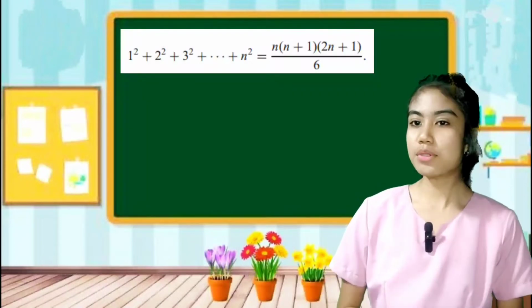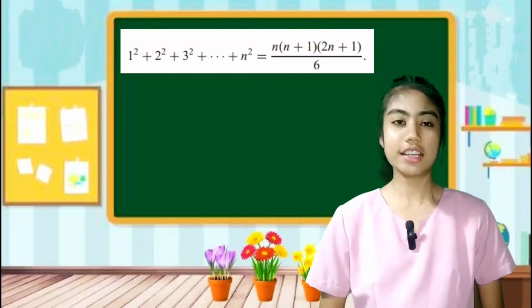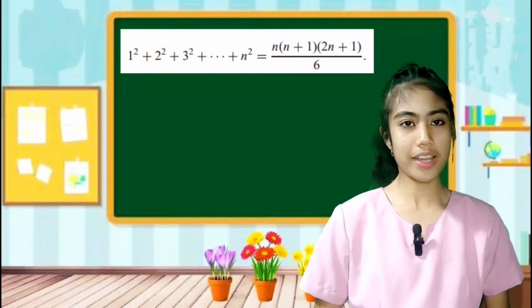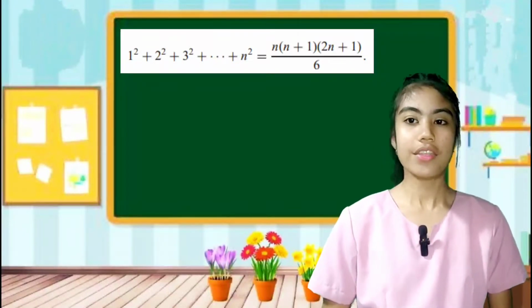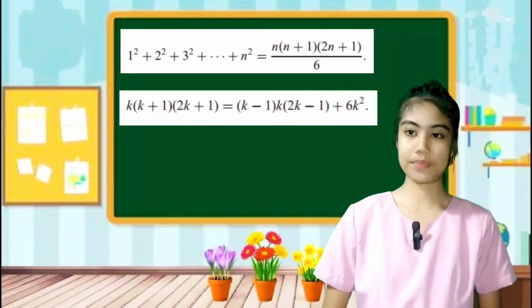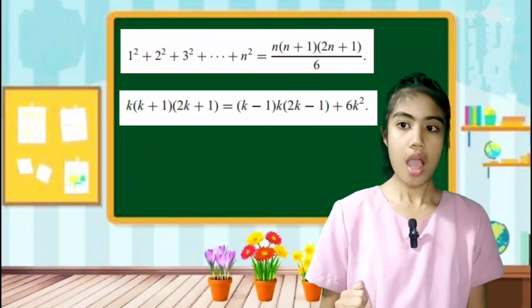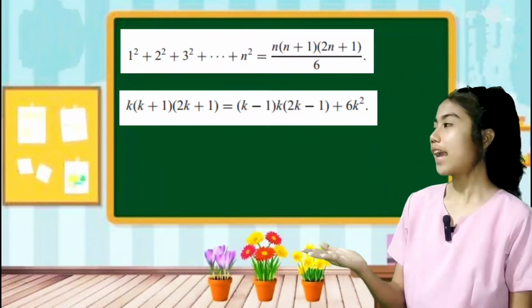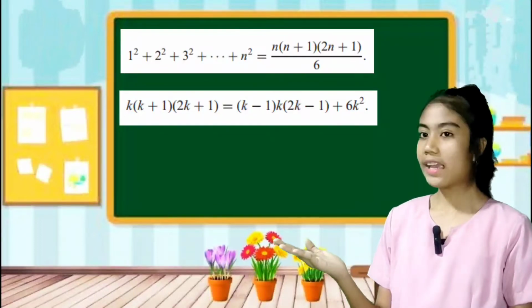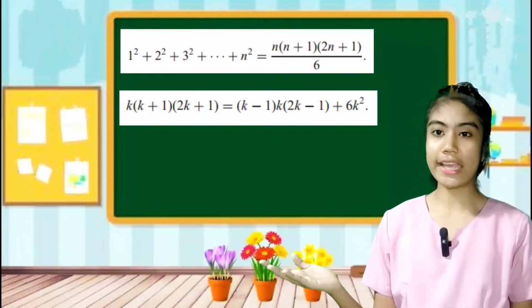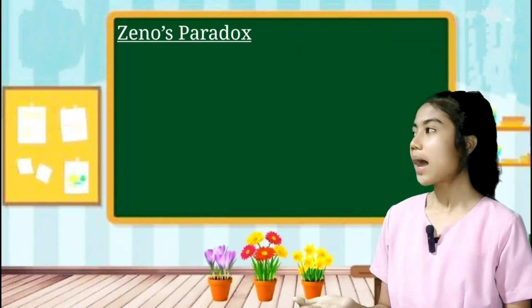So all in all, we have shown that the sum of the first n squares has a simple expression in terms of n, namely 1 squared plus 2 squared plus 3 squared up to n squared is equal to n times n plus 1 times 2n plus 1, all over 6. A strikingly original proof of this result, propounded by the 13th century mathematician Fibonacci, comes from the identity k times k plus 1 times 2k plus 1 is equal to (k minus 1) times k times (2k minus 1) plus 6k squared.